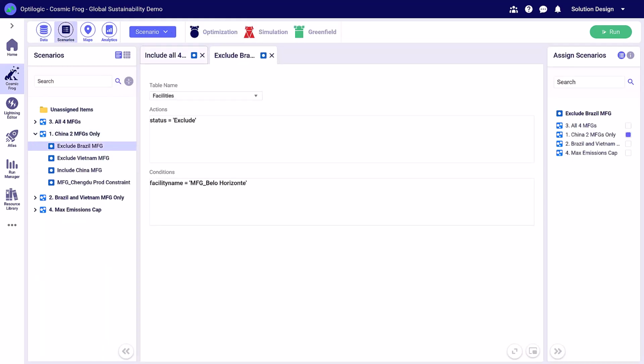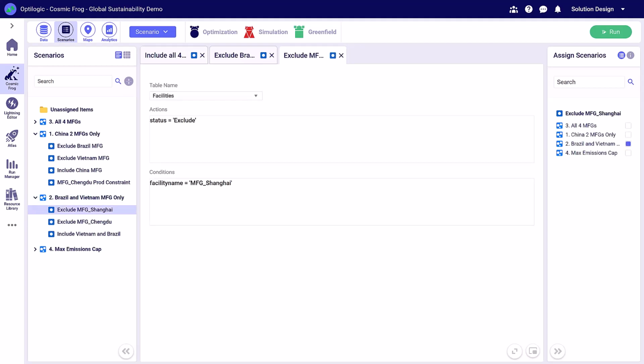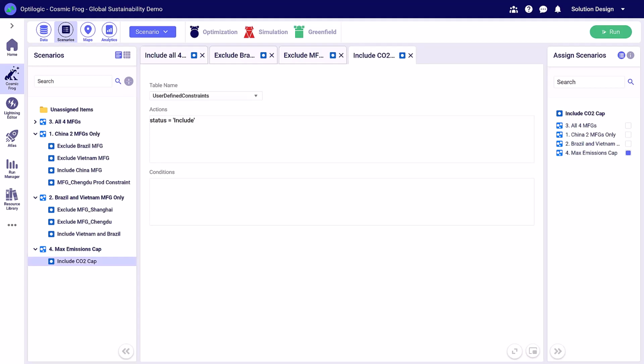Now that we have input data populated, we can run scenarios to ask what-if questions about sustainability. With the Scenario Manager, we can quickly turn off or on different model elements. We can use scenarios to change modes, change demand, and change sources. And here we're creating some scenarios to include China only, Brazil and Vietnam only, as well as a maximum emissions cap of 1.7 million tons of CO2 as a constraint.